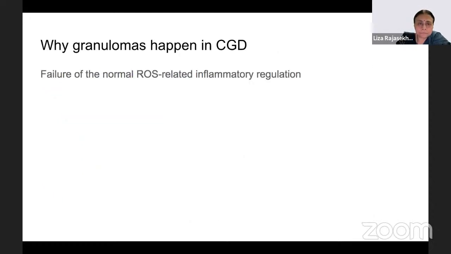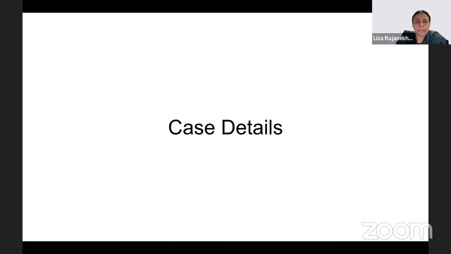Next, please. So why do granulomas happen specifically in this disorder? Because normally these reactive oxygen species clear the microbes. So when these microbes are not cleared, the ongoing inflammation leads to a lot of cellular infiltration, fibrosis, collection of histiocytes, and granulomas happen. So the whole process is an effort to contain microbial infections. Next, please. And these granulomas can often lead to obstructive symptoms also.